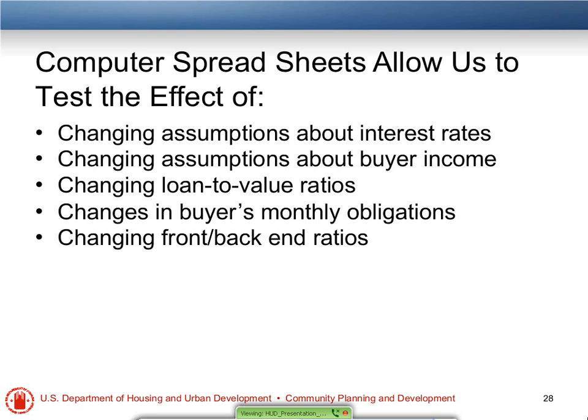Now, again, what the computer spreadsheet allows us to do is to look at assumptions, change assumptions with interest rate, change assumptions looking at the income of the home buyer, maybe looking at different loan to values, whether the bank finances 80%, 90%, or something higher, and looks at the buyer's monthly obligations. What do they qualify for if they buy this new car? It reduces what they could pay for in a mortgage, and changes then the front and back end ratios that the bank's willing to finance.